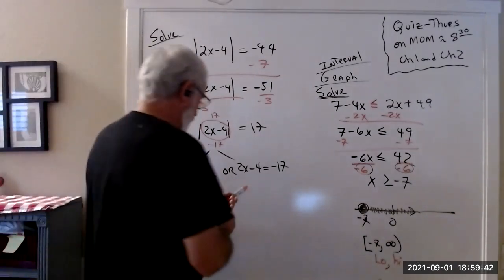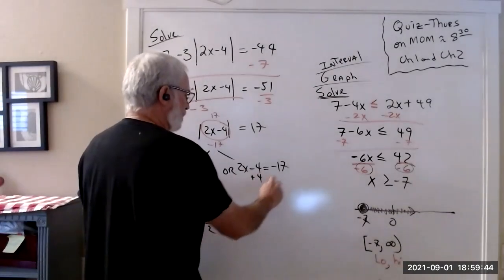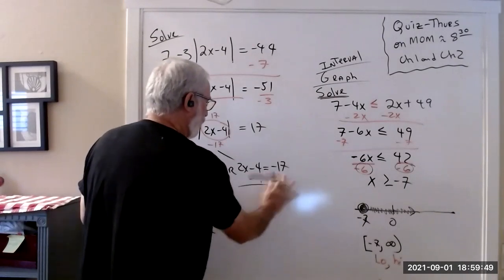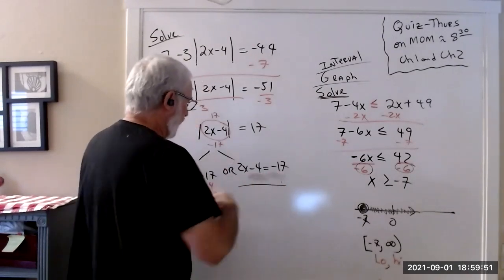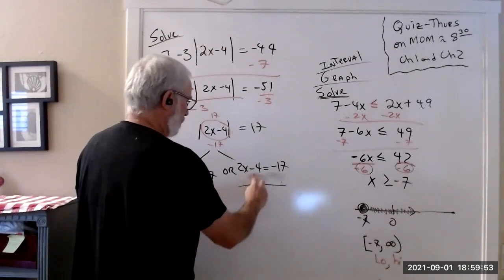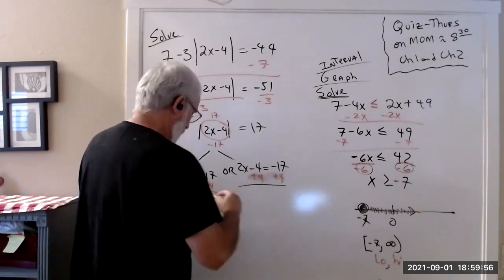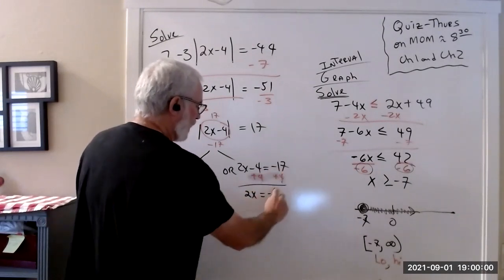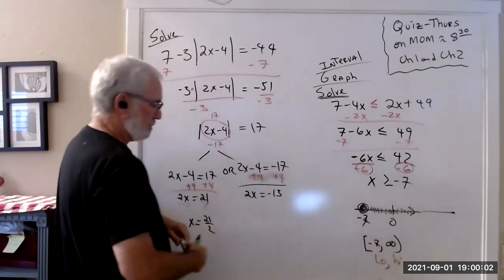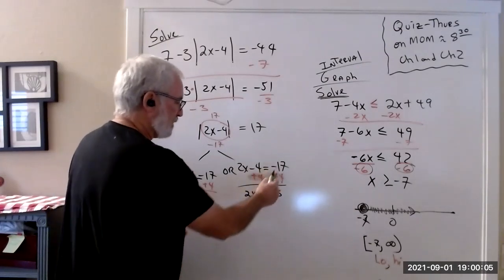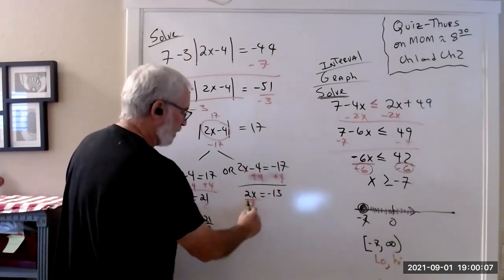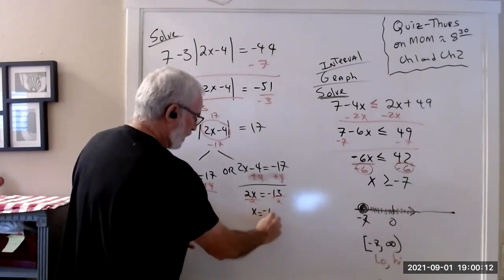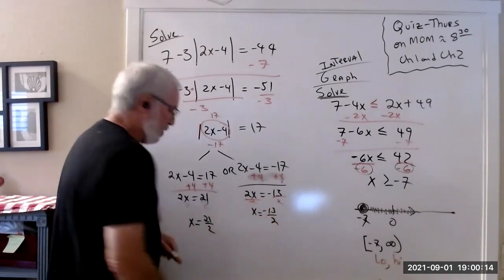Move over to this one. We're going to add 4 to both sides. Let's do it in red for consistency. Add 4, add 4. So that's going to give me 2x equals negative 13. Negative 17 plus 4 is negative 13. Divide by 2, divide by 2. Okay, x is negative 13 over 2.